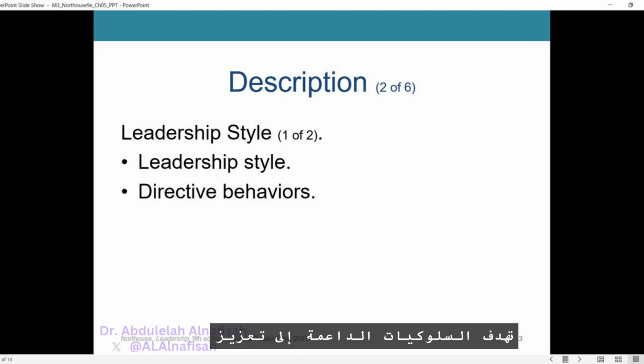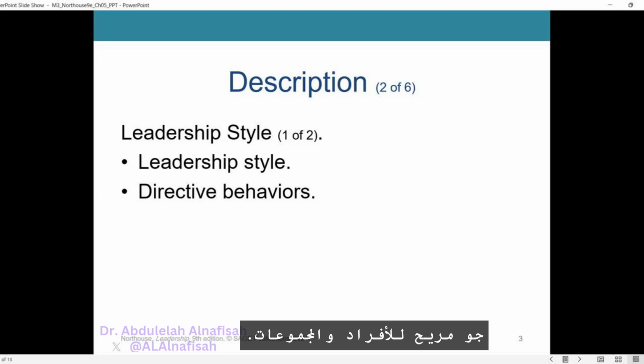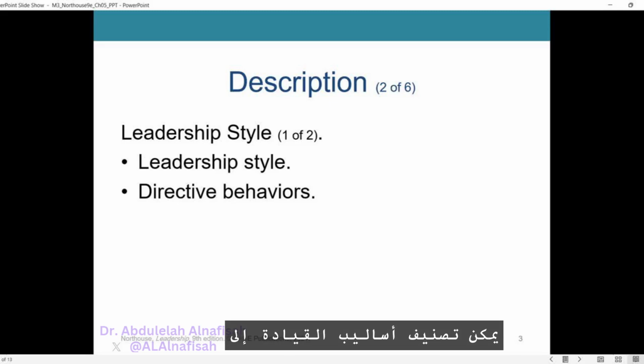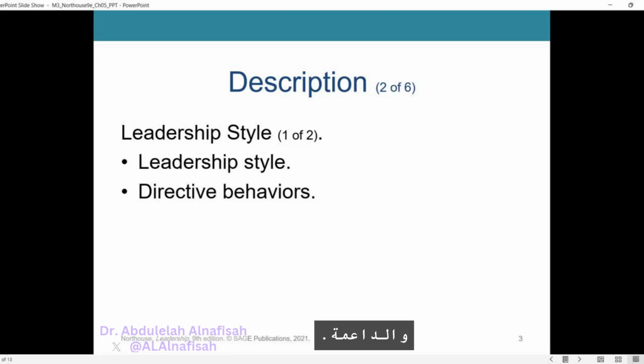Supportive behaviors, on the other hand, aim to foster a comfortable atmosphere for individuals and groups. These behaviors involve two-way communication and include actions like asking for input, problem solving, offering praise, sharing personal information, and active listening. Leadership styles can be categorized into four distinct types based on the balance of directive and supportive behaviors.